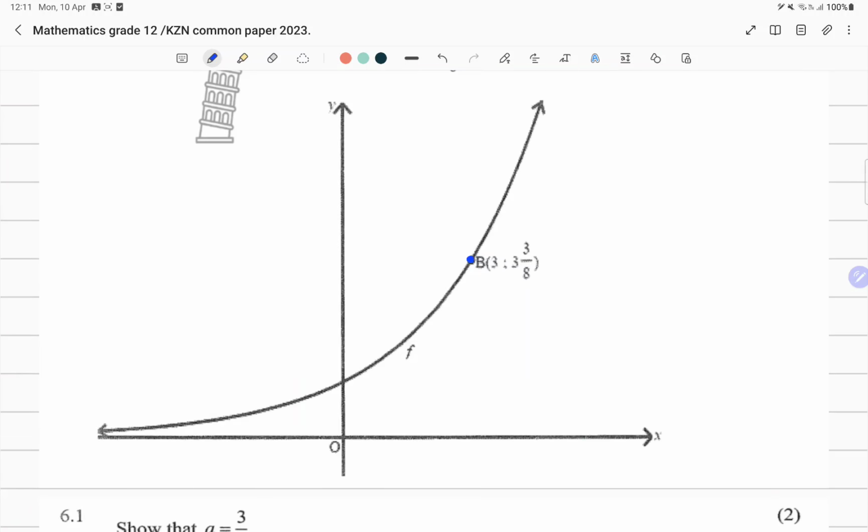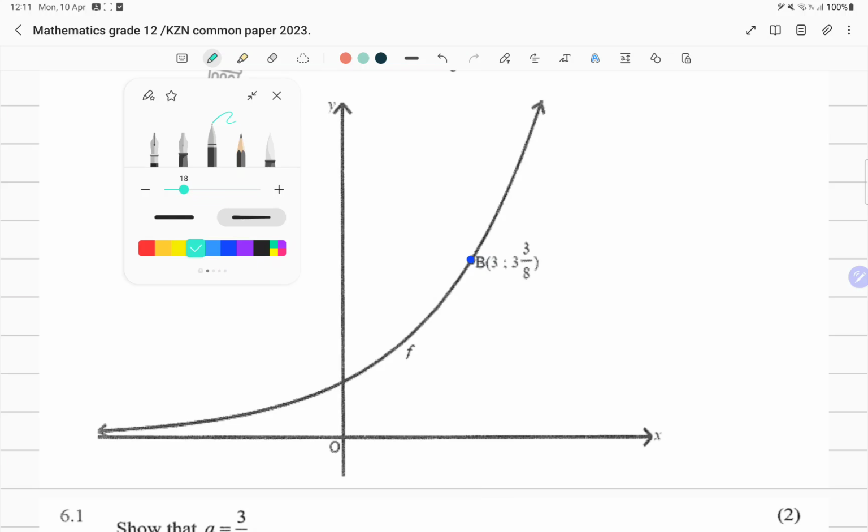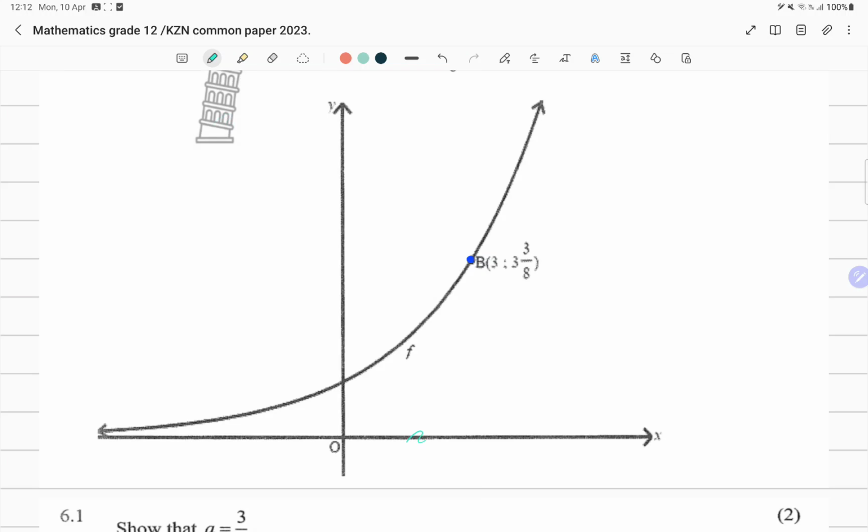We can see that this graph doesn't seem to touch this line, which is the x-axis. So it means this becomes the horizontal asymptote. Okay, so the x-axis forms the horizontal asymptote. Let's just put it some way, maybe let's put it there so that it doesn't interfere with our work.